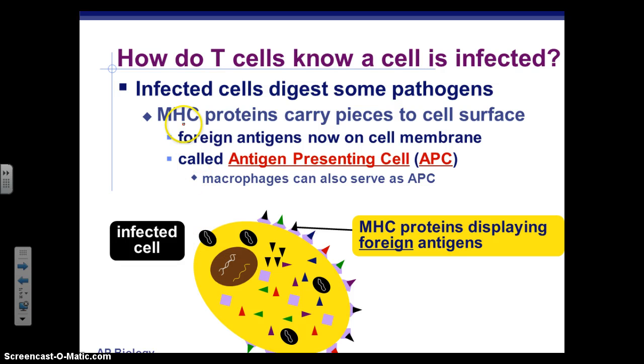So MHC proteins carry pieces of perhaps the pathogen that's been ingested or taken in on the cell surface. And this cell, when it's presenting an antigen or a foreign particle, is called an antigen-presenting cell, or APC. Often macrophages, which we learned about yesterday, that engulf particles and digest them in the lysosome, serve as APCs, or antigen-presenting cells. So here we have a cell that's been infected by a virus, and it's displaying the particles that are inside it on its MHC proteins. And the black one here is a particle from a virus or a bacteria.